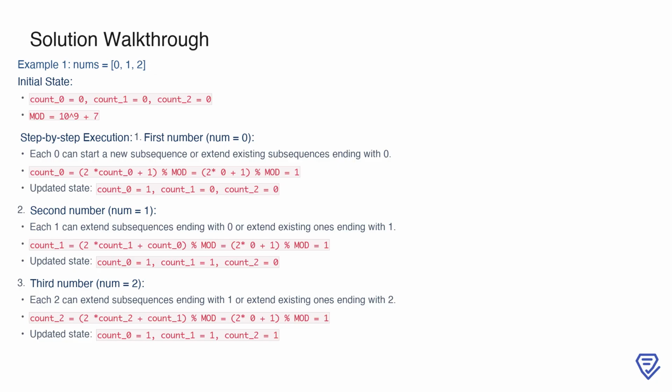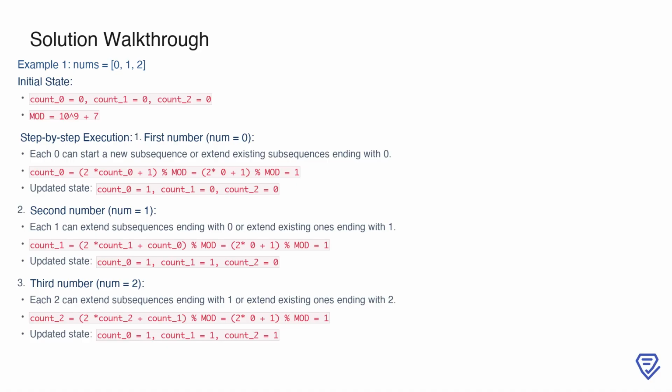To solve this problem, we start by initializing three counters, count_0, count_1, and count_2, all set to 0. These counters will track the number of valid subsequences ending with 0, 1, and 2 respectively. We also define mod as 10 to the power of 9 plus 7 to ensure we handle large numbers within the constraints. Looking at the first example, nums equals 0, 1, 2, we process each number step by step.